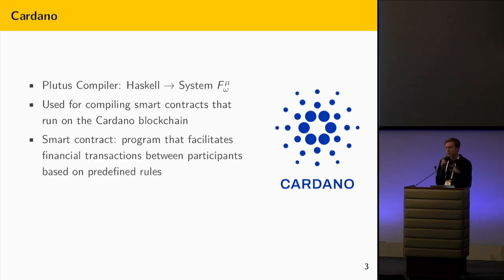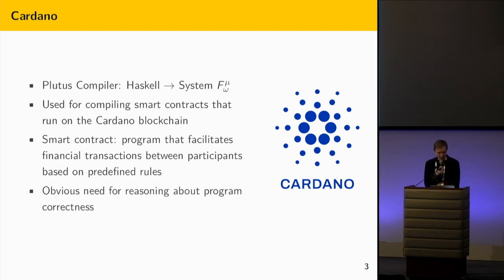So just a very brief, my version of the definition of a smart contract: a program that facilitates financial transactions between participants based on a predefined set of rules. And there's an obvious need for either formal or informal reasoning about the correctness of these smart contracts. As we've heard before, there have been numerous very costly bugs in this blockchain space.